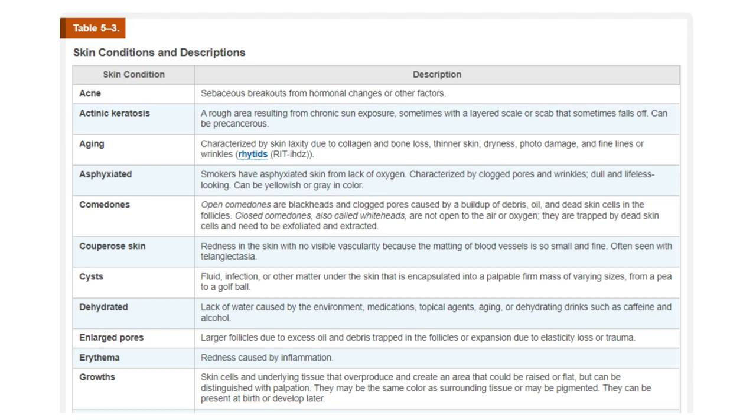Asphyxiated: smokers have asphyxiated skin from lack of oxygen. Characterized by clogged pores and wrinkles, dull and lifeless looking. Can be yellowish or gray in color.